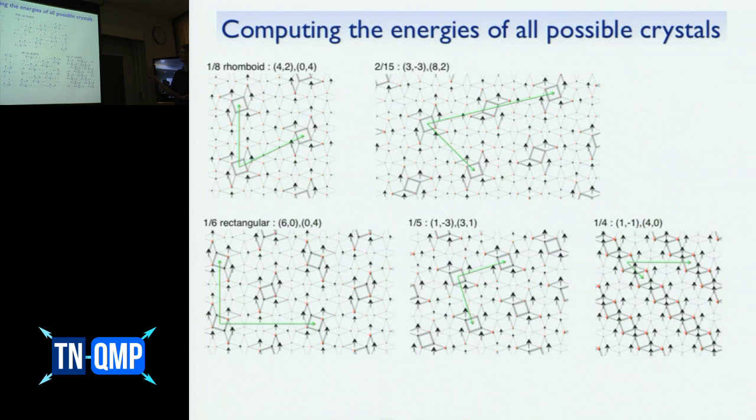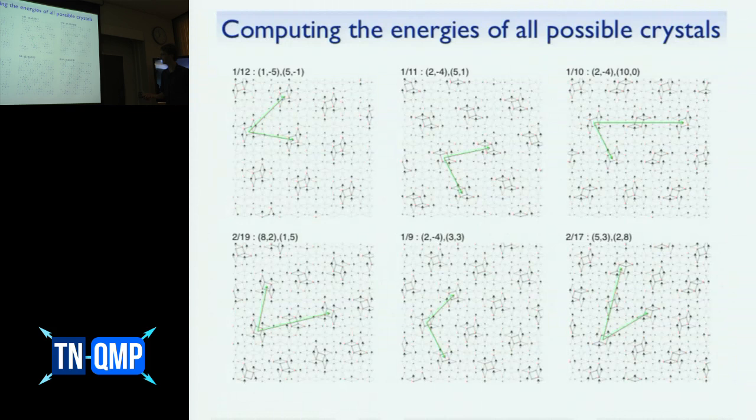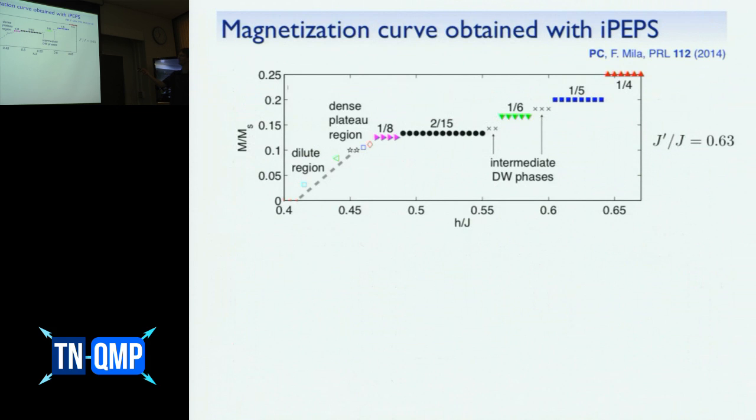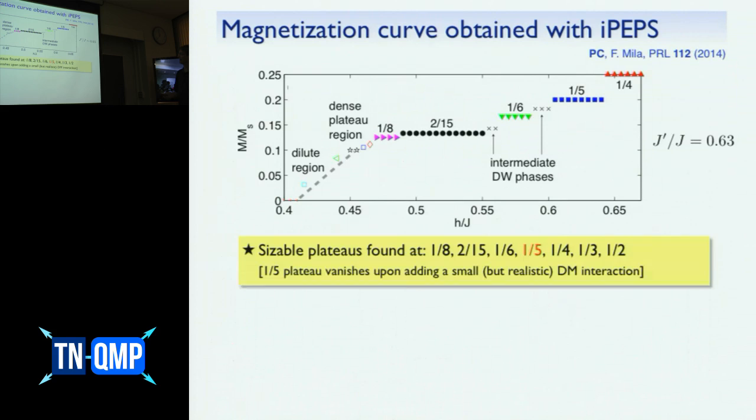Okay, so then the whole work was really about using all possible unit cell sizes to see what kind of crystal structures can be realized. There have been a lot of calculations here, but in the end, we ended up getting these magnetization curves with these magnetization plateaus. And this matches nicely the experimental sequence, except this plateau at 1/5. But then what we saw is that when we add a small Dzyaloshinskii-Moriya interaction, which is known to be present in the real compound, this plateau at 1/5 is not stable anymore. So in the end, we obtain an agreement with the experimental sequence, right?